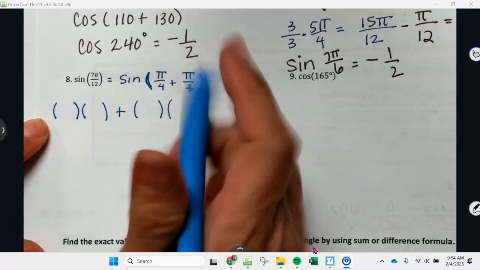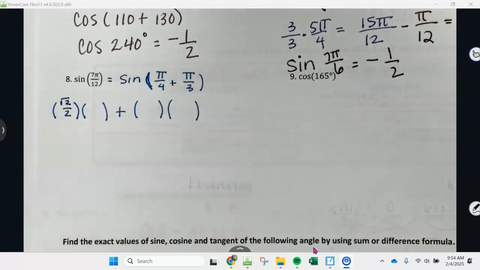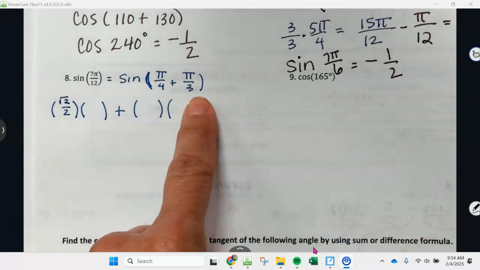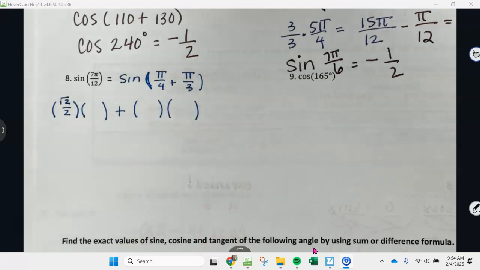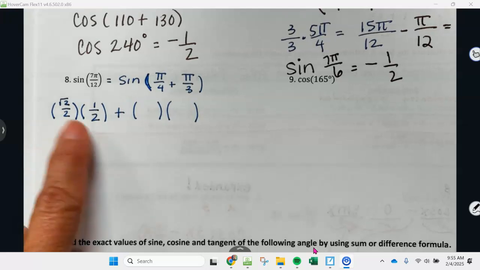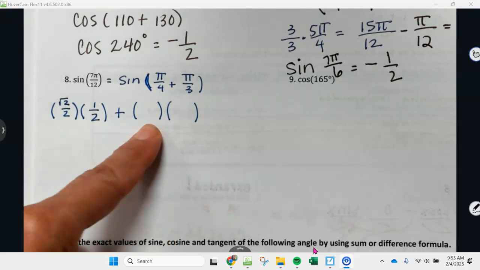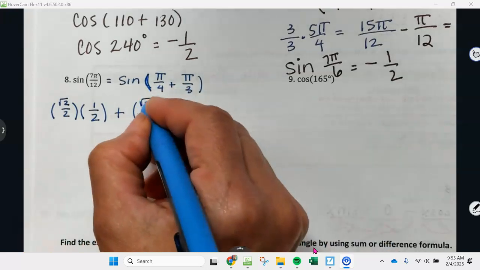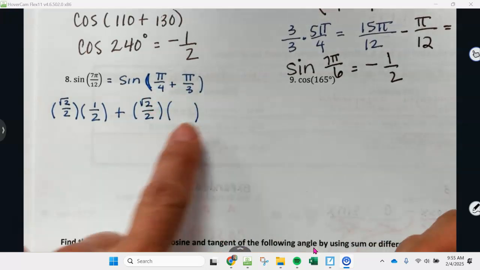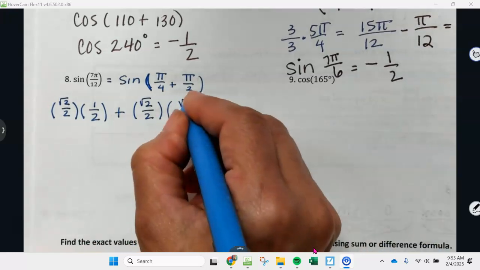All right, here we go. Sine alpha, sine of pi over 4, that's just root 2 over 2. Cosine value of pi over 3, remember that's 1/2. All right, alpha, beta, alpha. So this is cosine alpha. Cosine of pi over 4 is root 2 over 2. Sine beta, pi over 3, is going to be root 3 over 2.